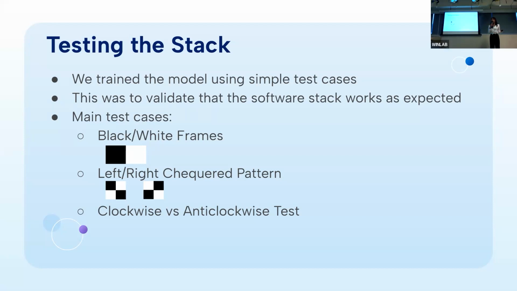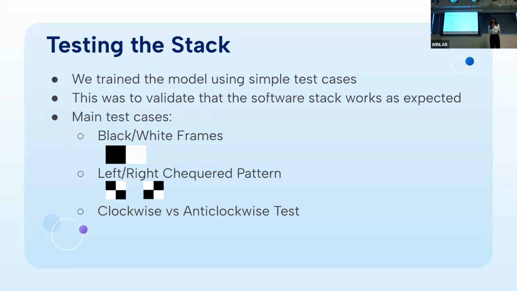We used three main basic cases to train this model again. The first one was black and white frames. You have one class of completely black frames and one class of completely white frames. You basically just want to test to see if this model can determine the difference between these two colors, which is a very basic test, but we need to make sure that it's correct in order to move on to more complicated things.